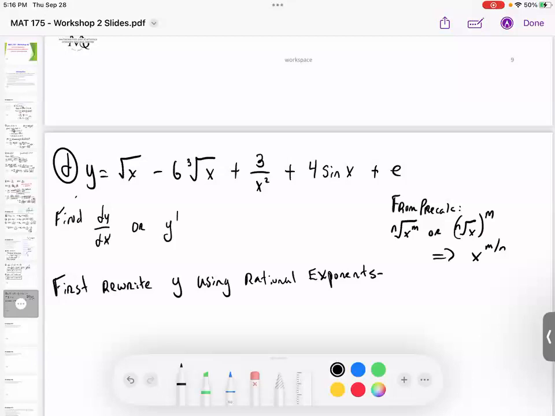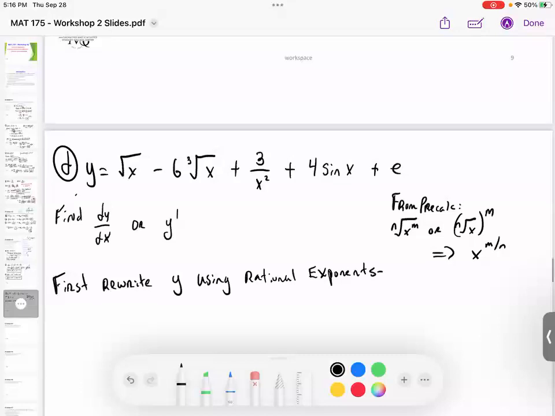So when I have the square root of x, what is my root? What is the root of the radical? 2. The root of the radical is 2. So the square root of x can be rewritten as x to the power of 1/2. Now the next term has a root of 3, so you can rewrite it as -6 times x to the power of 1/3. The third term is where we have to be a little careful as well, because where is your x located?